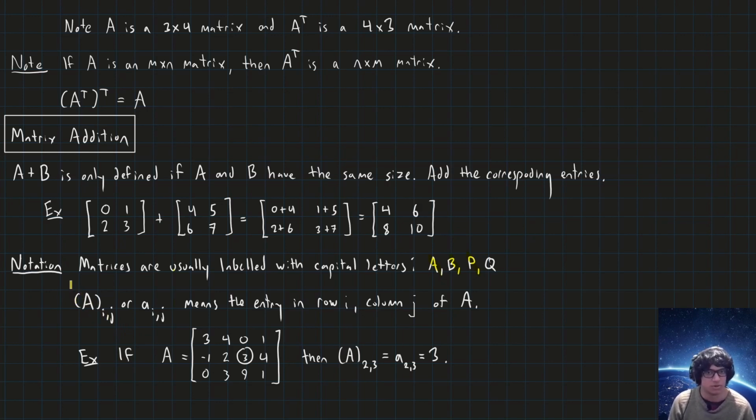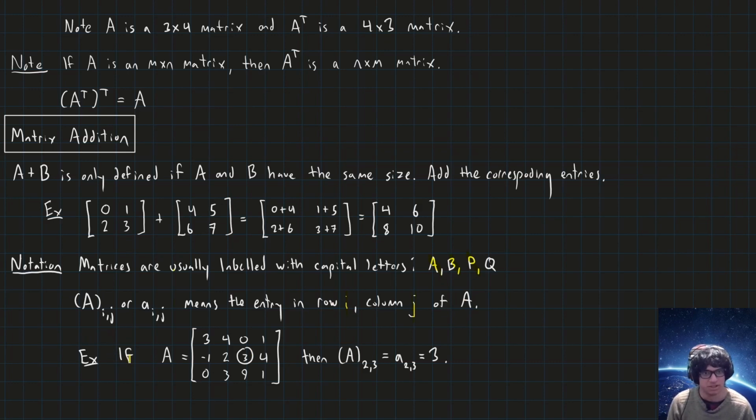This notation allows us to specify a particular entry in a matrix. So I have A, and I'm writing brackets around it, and in the subscript, I have i, j. Another way to write it is small a, and then in the subscript i, j. This means the entry in row i, column j of the matrix A.